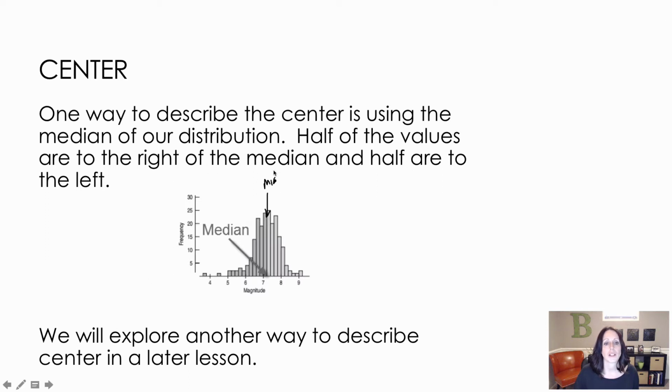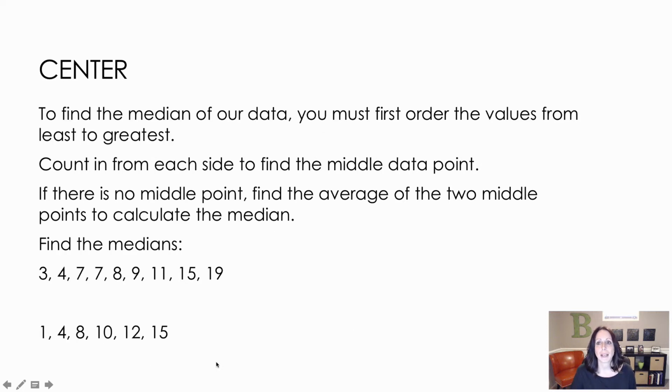It's our midpoint, really. So that's where we find our median is really that we just count in from each side, half the values to the left, half the values to the right. We'll talk about the other way in another lesson, and then talk about when to choose which one. So to find the median, the first thing that you have to do is to order the values from least to greatest. If you don't have the values from least to greatest, it's impossible to do. And then we're just going to count in to find our middle data point.